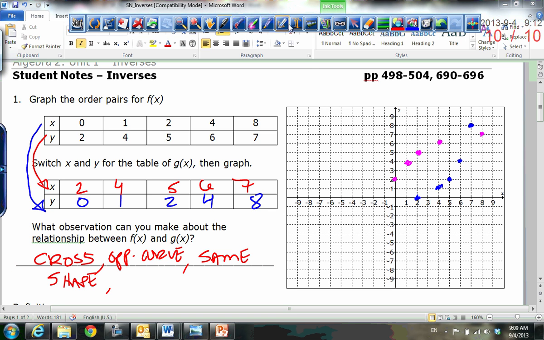And then lastly, if I were to draw the line y equals x, that's the parent function for a line, hopefully you remember what that looks like. It's reflected across that line right there. If I take all my blues and reflect them, it makes all my purples and vice versa. How are we doing? Kind of basic, so are we okay to move on?